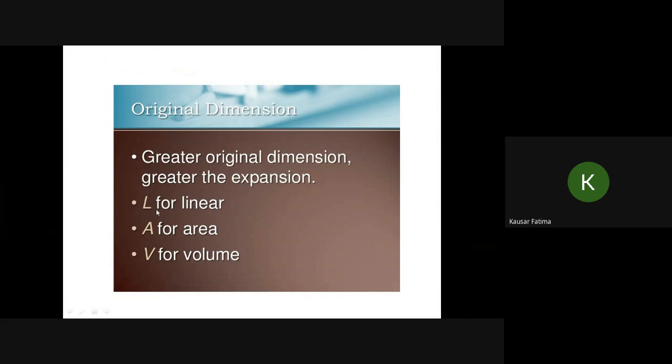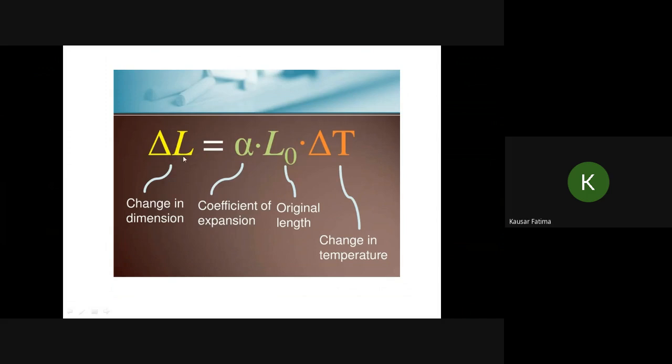But in O levels, we only talk about the linear expansion. That is change in length due to rise in temperature. So our equation becomes delta L, change in length, change in dimension, is equal to alpha, that is coefficient of thermal expansion, times L naught, original length, times delta T.